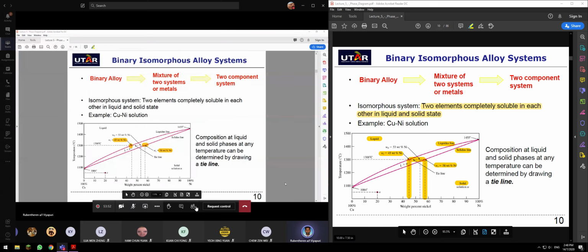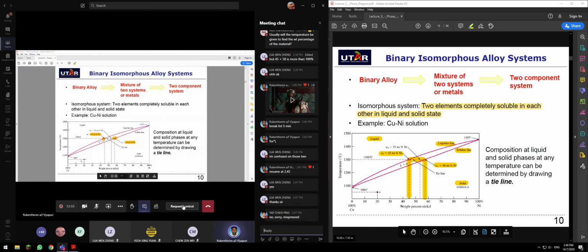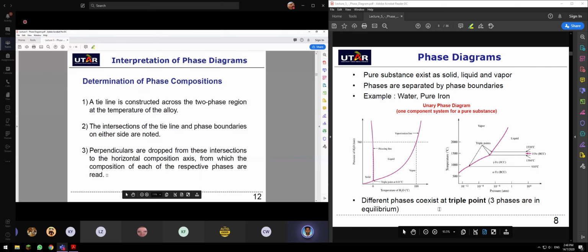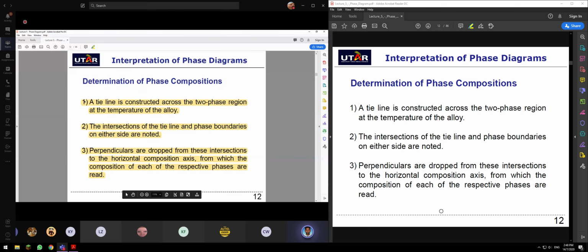Okay, all right, so let's continue. Determination of phase composition. I'll just read these glancingly. Not necessary. If you don't understand, don't worry. I will show you how to do it.